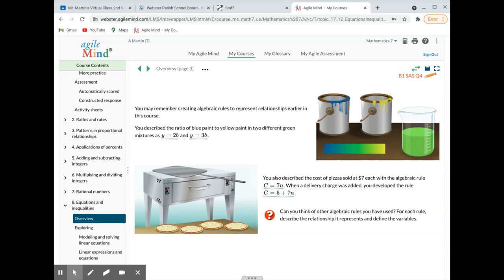All right. So I remember doing the cost of the pizzas and doing C equals 5 plus 7n because the delivery charge was $5 and each pizza cost how much? $7. I remember doing that, but I didn't remember it until I saw it. Do y'all remember any other? I remember the paint. You remember the paint one?